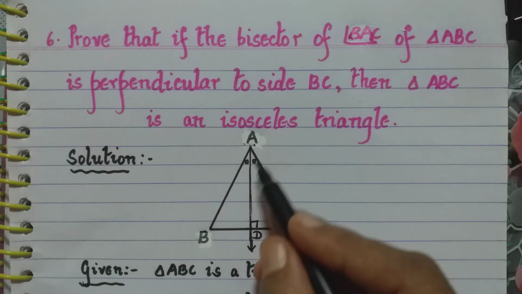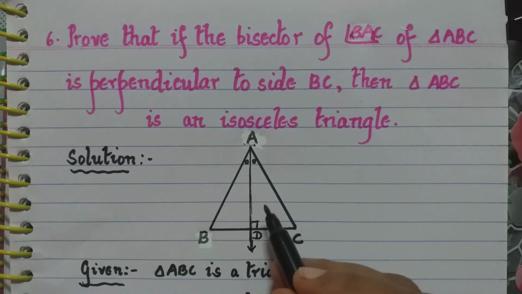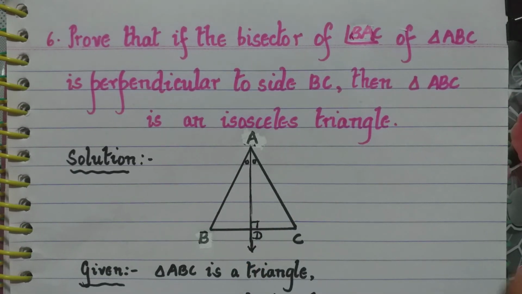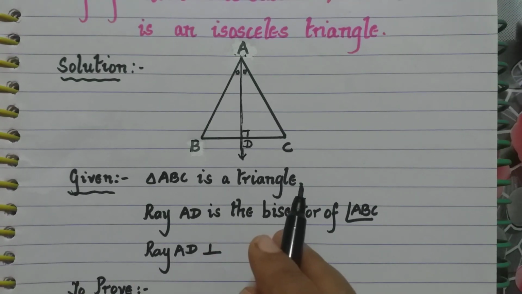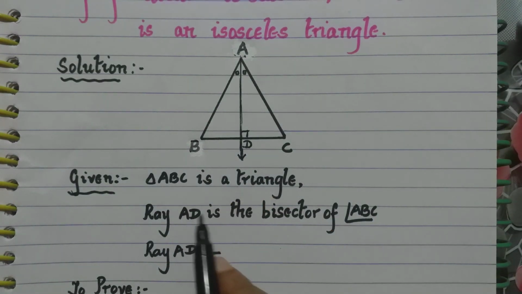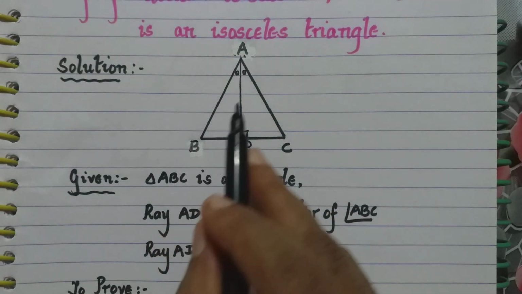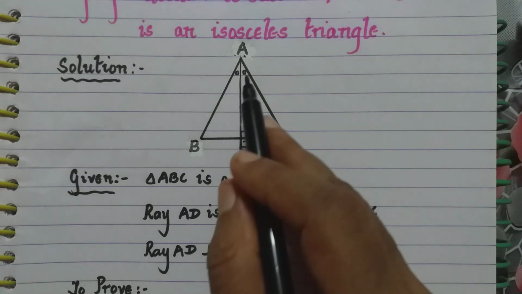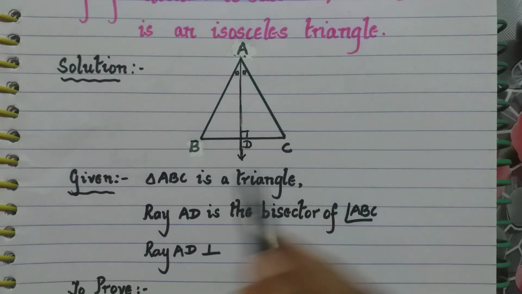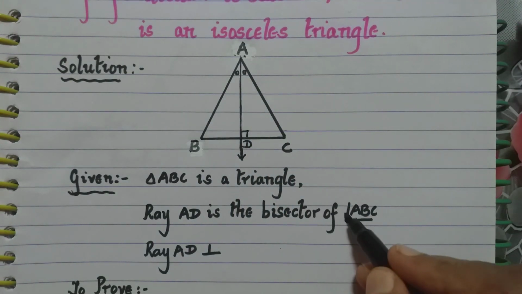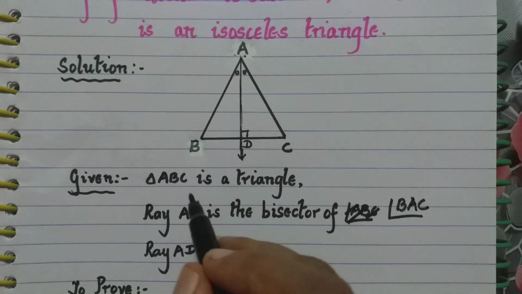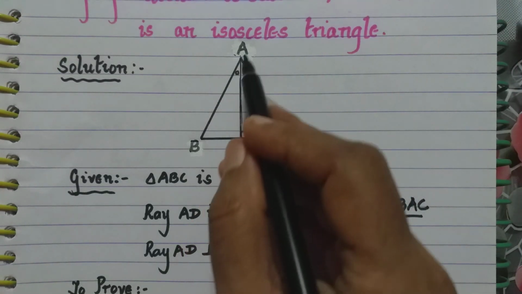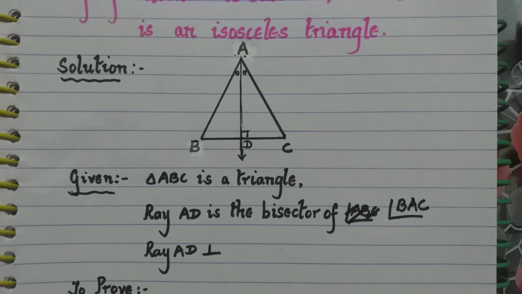What have we to prove? That triangle ABC is an isosceles triangle. So let us see now what is given. Given: triangle ABC is a triangle. Ray AD is the bisector of angle, is it ABC? No, it is BAC. So here we'll write bisector of angle BAC. So ray AD is the bisector of angle BAC.